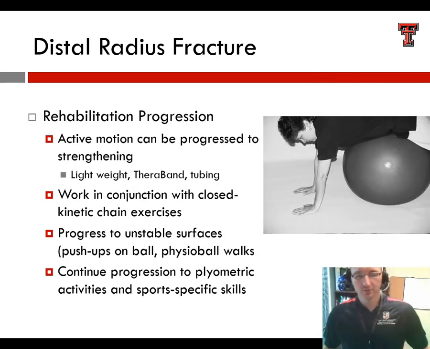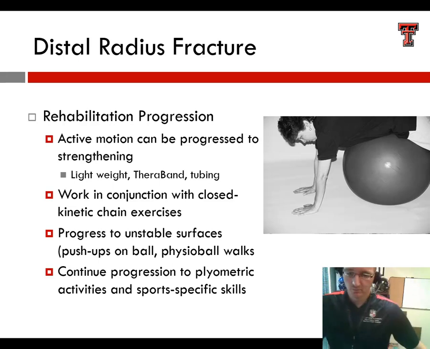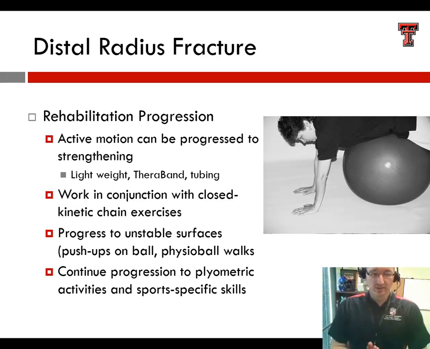Some other things we might want to do: load bearing in the upper extremity, using the Swiss ball. We can do this off the end of a table. Working closed kinetic chain exercises into this. Lots of times we think about functional exercises as being open chain in the upper extremity and closed chain in the lower, but load bearing through this distal radius fracture is actually going to be beneficial at the proper time, because we know from Wolff's law that force transmitted through that healing bone is actually going to be beneficial for remodeling.